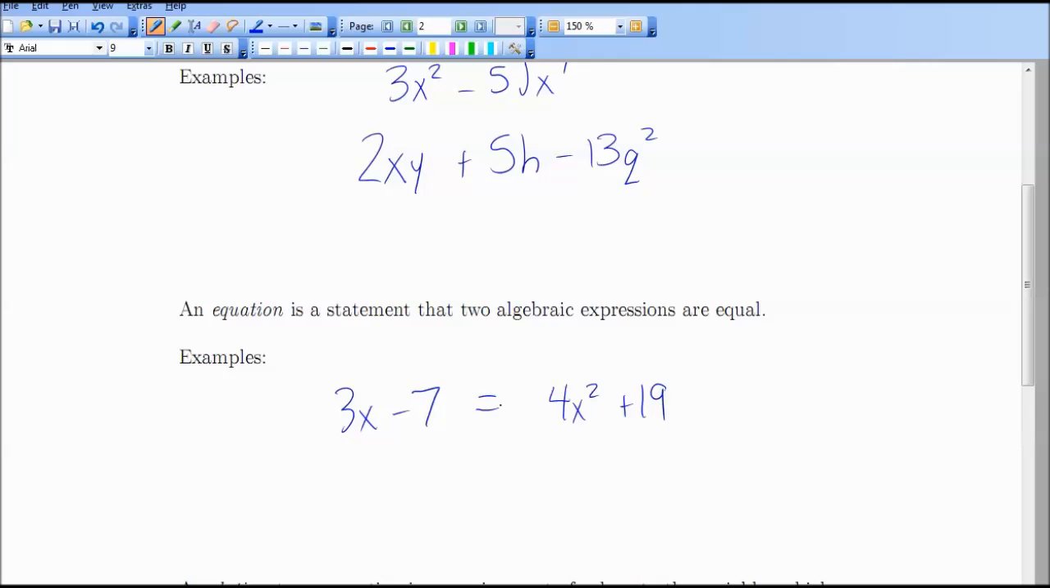So that's an equation. We have two different expressions, one on the left, one on the right, and then we're saying something very important. We're saying that they are equal to each other. So there we've got an equation.